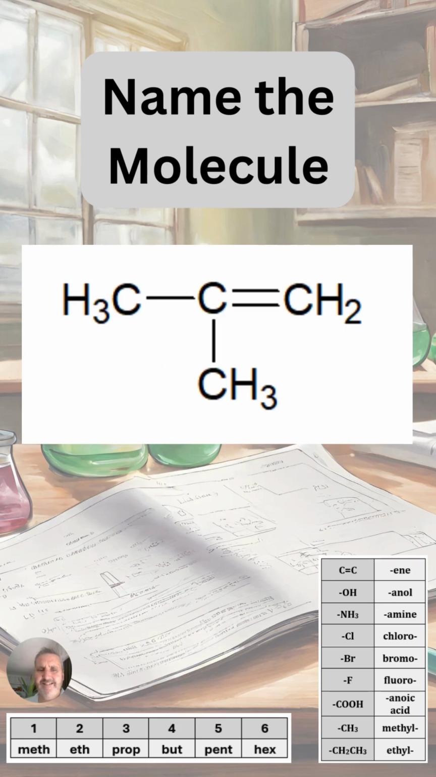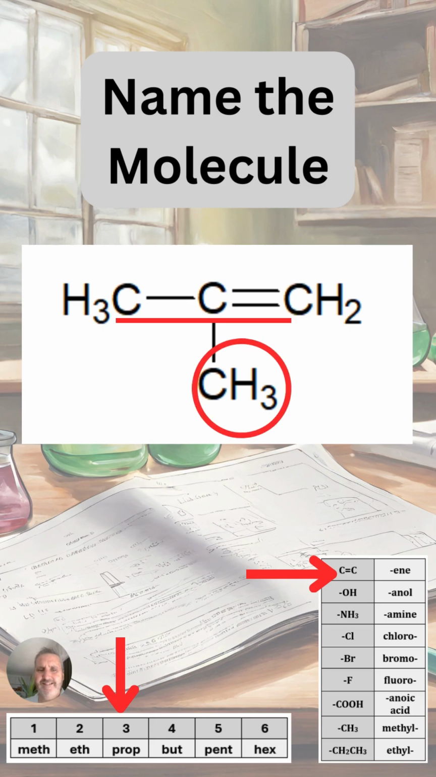Okay, so let's see if we can name this molecule. If we have a look at this, we can notice 2 things. One is we can draw a chain, the longest chain with this double bond in. We can notice that's 3 carbons long, so it's going to be propene. We can see that there is also a branch coming off, a CH3 group. That's a methyl group.